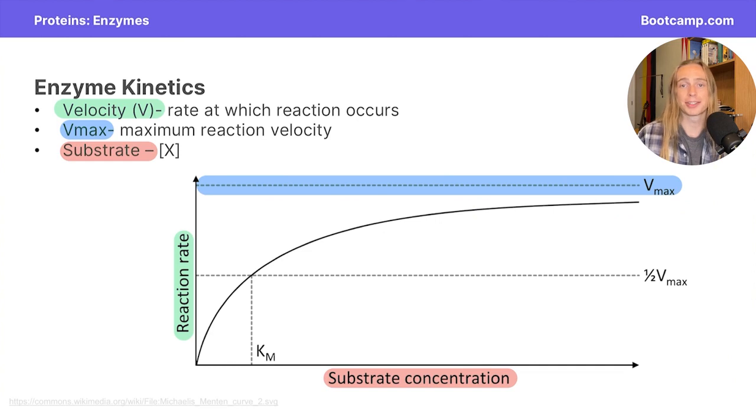Substrate concentration then is just as the name implies, the concentration of substrates that we're using. Notice that as we add more substrates, we see the reaction rate increase, like we see here on the right, the reaction rate's larger than here on the left where we have fewer substrates.